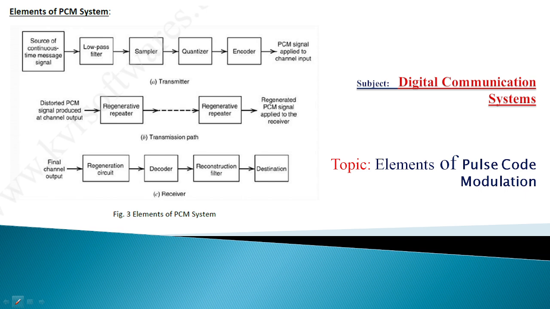We will discuss the elements of pulse code modulation. Pulse code modulation is used to convert an analog signal into a digital signal. I am assuming, for example, this is an image; we can also take an audio signal. I am taking it just for assumption.